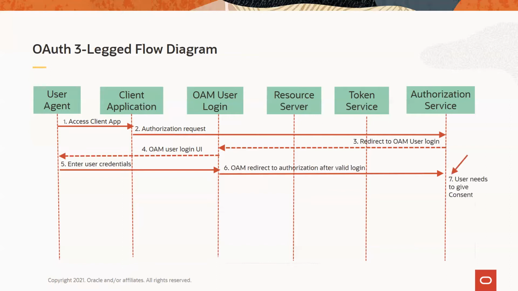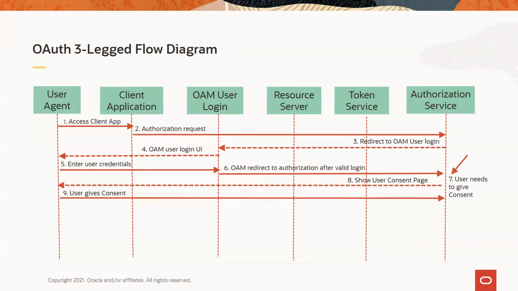Once the user is validated, it provides a consent page to obtain the consent on whether the particular client making the request for the resource needs to be granted access or not. The user needs to give the consent on the consent page provided by the authorization service.